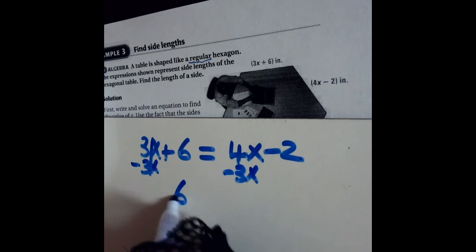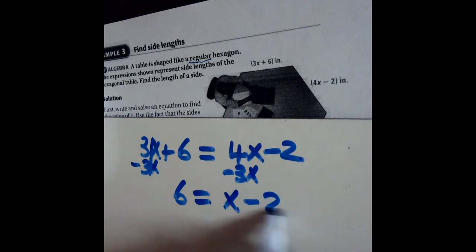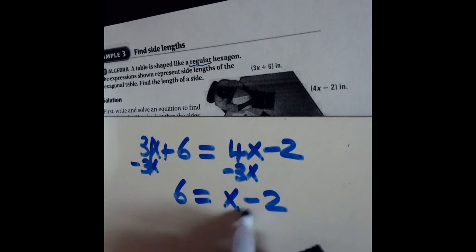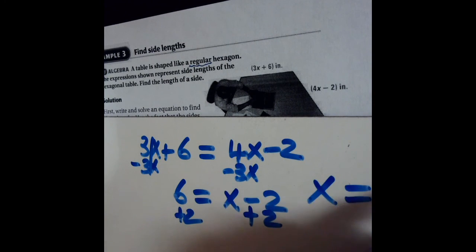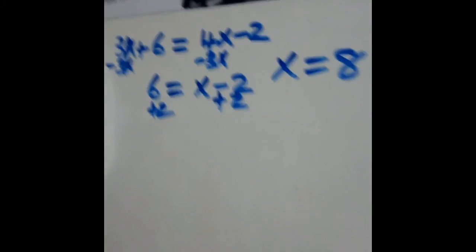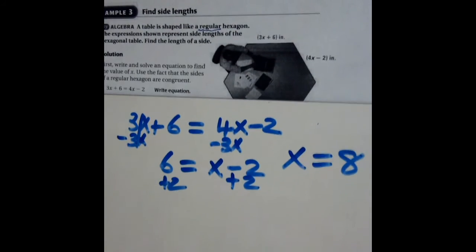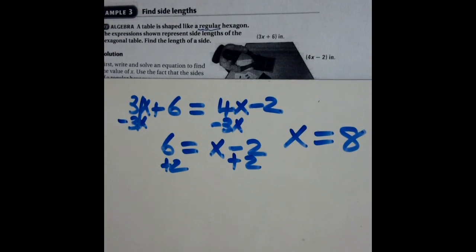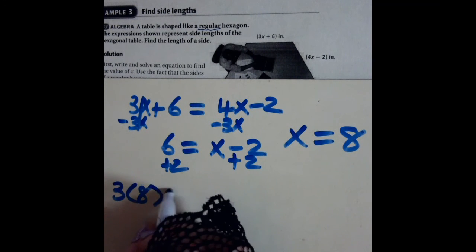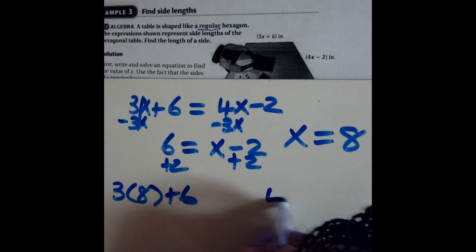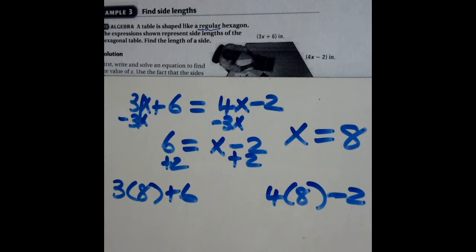Okay, so I'm left with 6 equals 4x minus 3x is x, and then bring down the minus 2. Add 2. So x is 6 plus 2, which is 8. Now I'm going to go back and say 3 times 8 plus 6, that's one side, and the other one's going to be 4 times 8 minus 2. We should get the same thing.